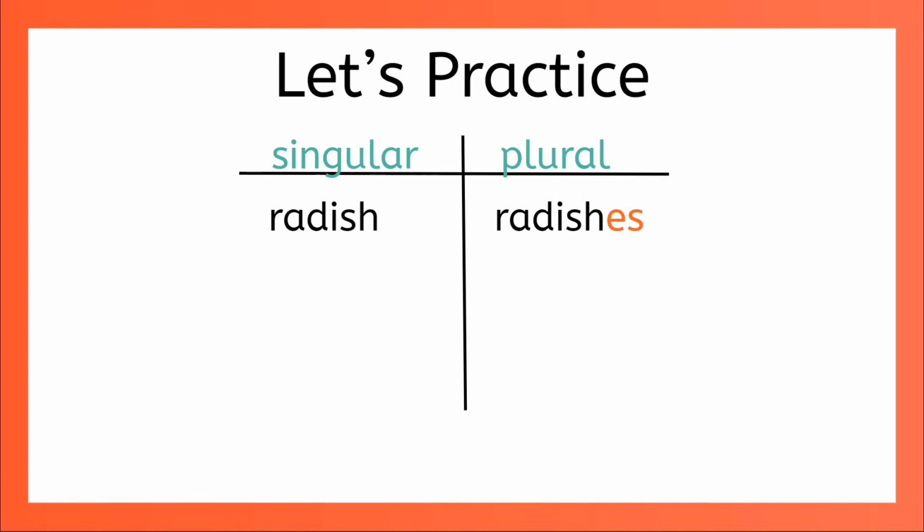Okay, last one. How would we write the plural form of the noun watch? I wear a watch to tell the time. But if I owned more than one, I would have watches with an ES on the end, because watch ends with CH.